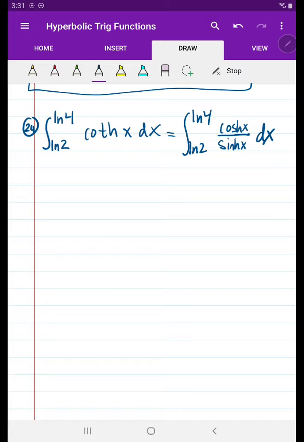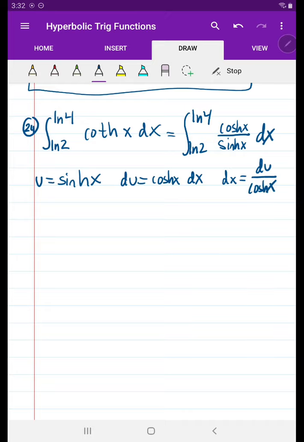And I think I'll do this with u substitution. I can let u be sinh x here. So then that would mean du is going to be cosh x dx. So then we could say that dx is going to be du over cosh x. So then I can go ahead and work with my integral.